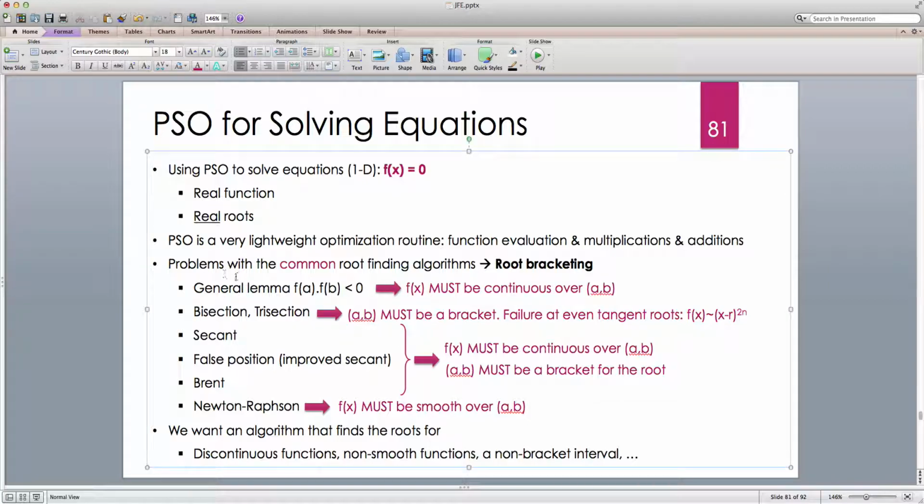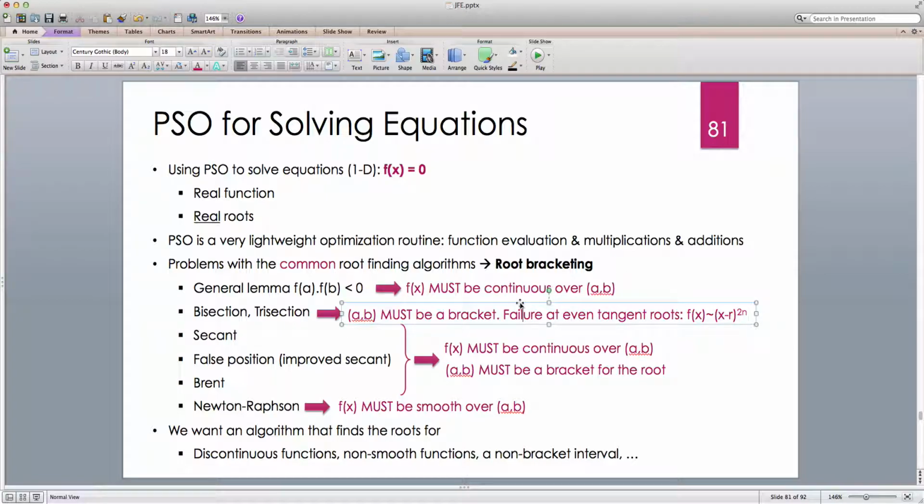And then based on this general lemma, we constructed bisection and trisection, which is basically a binary search or a ternary search, divide and conquer, let's say. So we divide in halves. For bisection, we start with this. We make sure that it's a bracket. So again, the prerequisite is that the function must be continuous so that we can do bracketing. And then this general lemma guarantees that there is one root. Bisection and trisection is just a recursive search approach for finding the root. So bisection and trisection says that a and b must be a bracket, so continuity is a requirement.